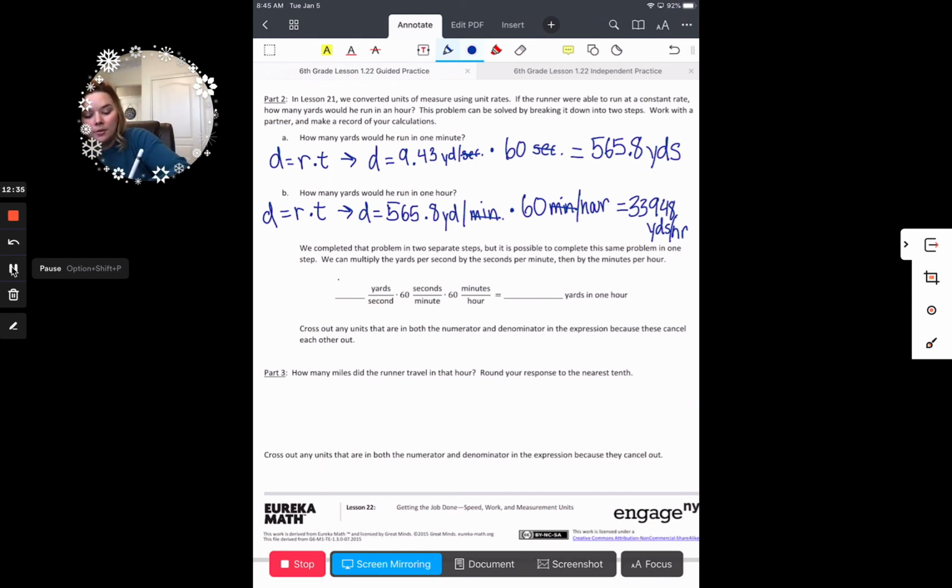So we can multiply our initial rate, right, of 9 and 43 hundredths yards per second times 60 seconds per minute times 60 minutes per hour. So our seconds cancel each other out, and then our minutes cancel each other out. And then we multiply 9 and 43 hundredths times 60 times 60. And we end up with that same number.